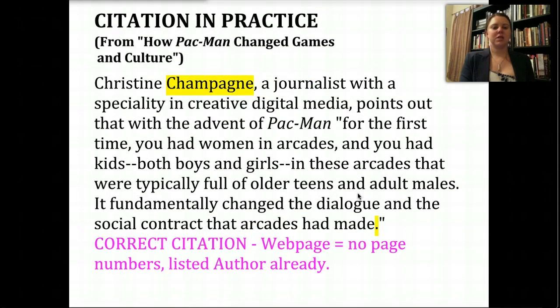Okay, so the citation in practice again, okay? This is back with my original signal phrase, okay? I have no parentheses at the end. The reason is because I have Christine Champagne. Champagne is the last name. The author's last name shows up in the signal phrase, and it's actually from a web page, so there are no page numbers, okay? So then my period goes inside my quotation marks, okay?